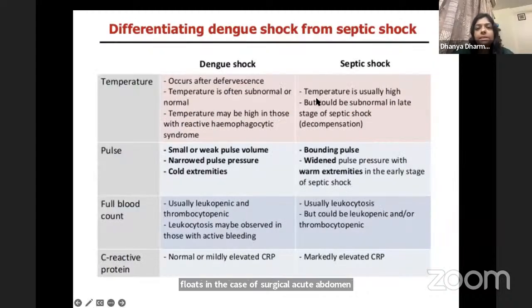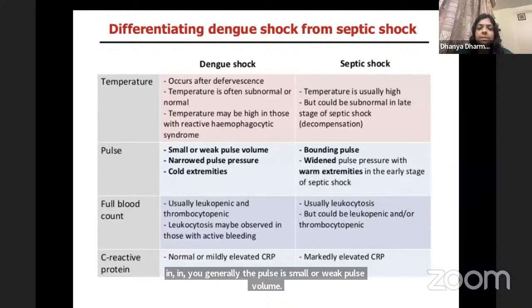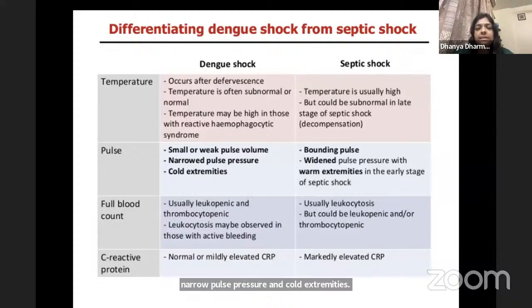How do you differentiate septic shock? In dengue, generally the pulse is small or of weak volume with narrow pulse pressure and cold extremities. In septic shock, in the initial stage, the pulse may be bounding with widened pulse pressure and warm extremities, but of course later on it may become cold. And generally the CRP is normal or mildly elevated in dengue shock compared to septic shock. And septic shock usually has leukocytosis.